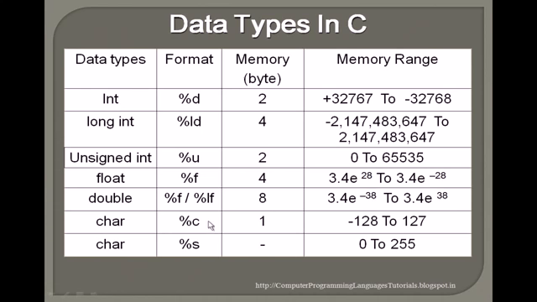Here, character has two formats, %c and %s. %c stands for allocating only a single byte in memory, and its range is the range of the operating system's character set. The second is %s. S stands for string. String means what? It is a set of characters.